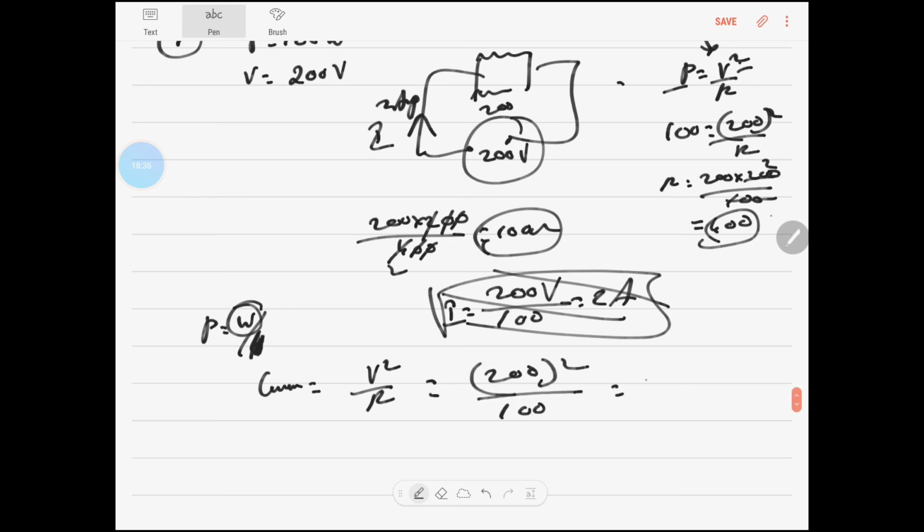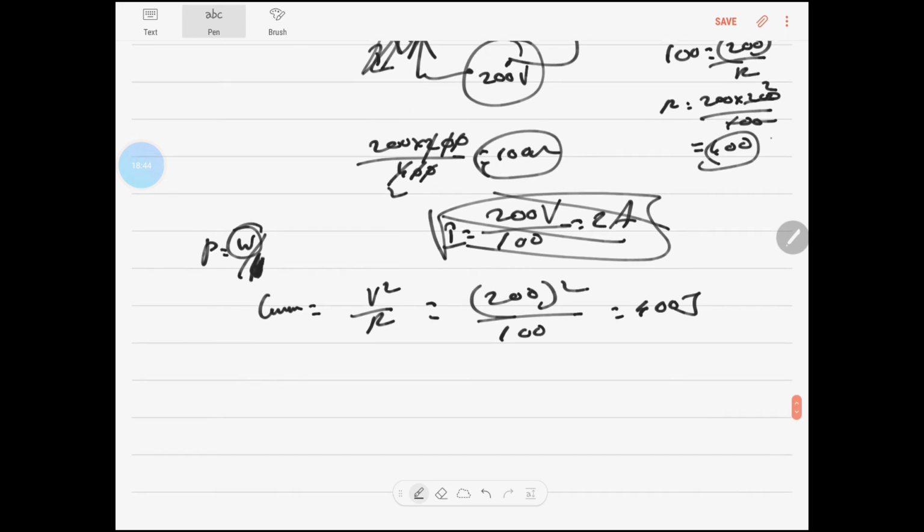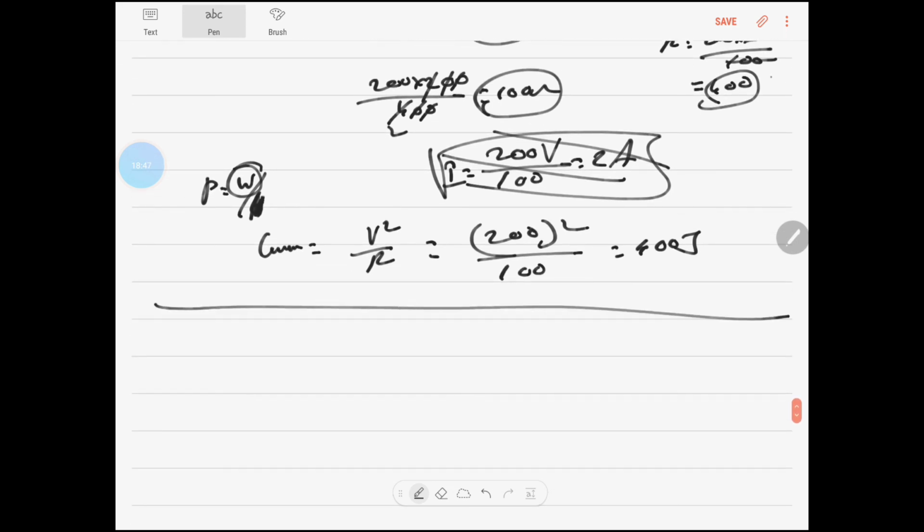We can stop the sum with that. There is no need to find I. When voltages are constant, the power consumption is based on V square by R, that's all. You are not using I there. So that completes that sum.